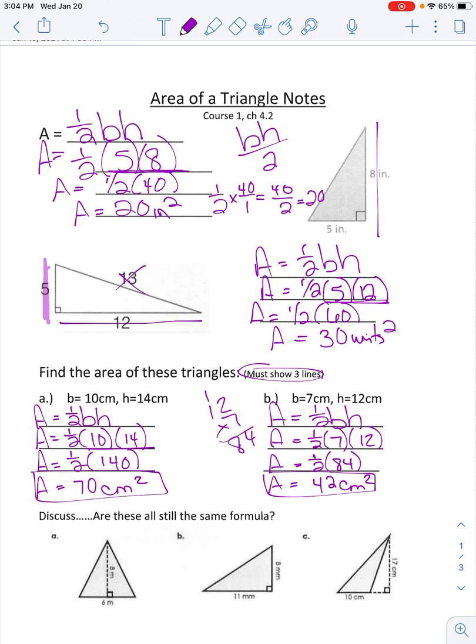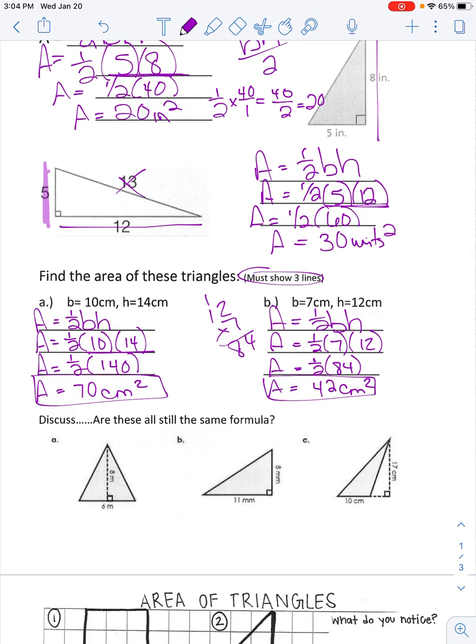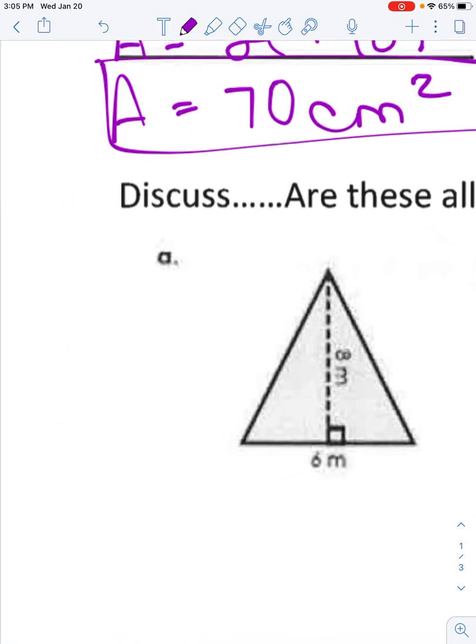Okay. Okie dokie. It says, are these still the same formula? Guys, every single one of those shapes is a triangle. It's just been rotated on its side. Okay, so we're going to go ahead and find the area of all three.